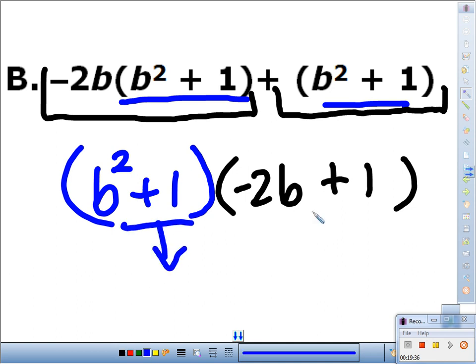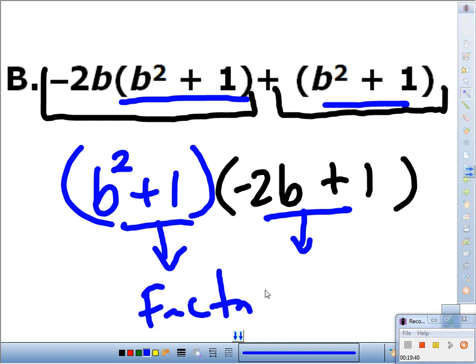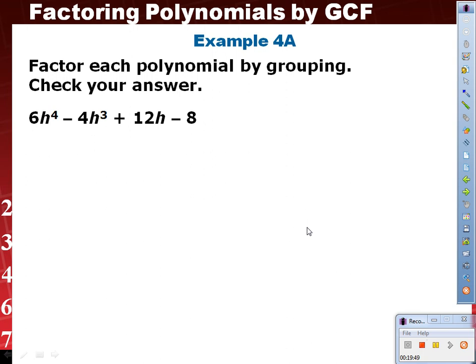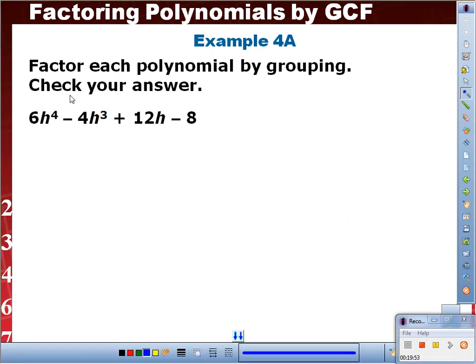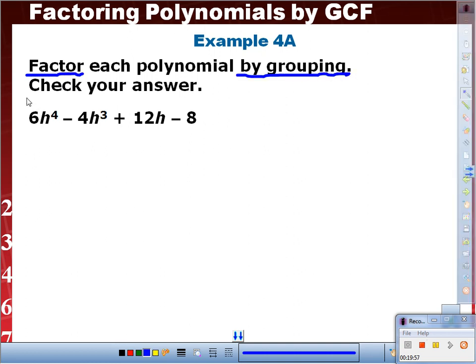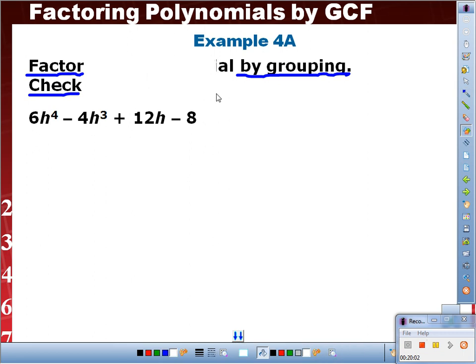Okay, let's crank it up a notch. Show me your fingers how comfortable you are with these so far. 5 fours, 5 fours, 5 fours. Okay. So we got these. Copy this one. Example 4A. And for the instructions, just write factor by grouping and check. Factor by grouping and check. Example 4A.